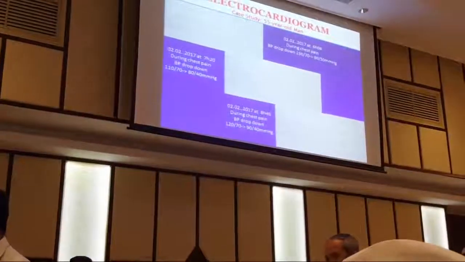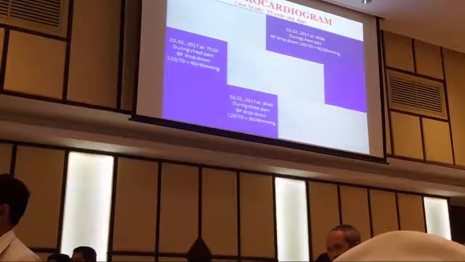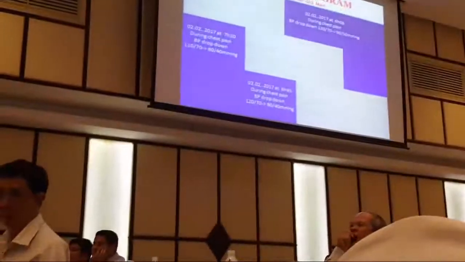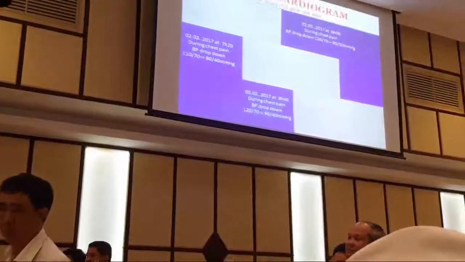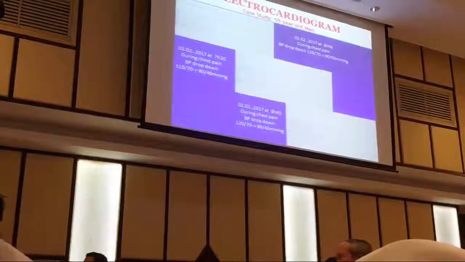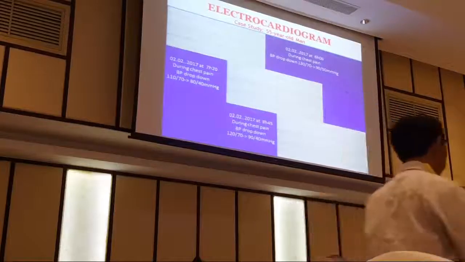On the ECG, on arrival beginning from 6 o'clock to 8:45, you can see there is no significant change on the ECG, but the important change is the blood pressure. The blood pressure lowers when the patient has chest pain. The first one is 130 to 90, the second one 110 to 80, and the third one also 120 to 90.